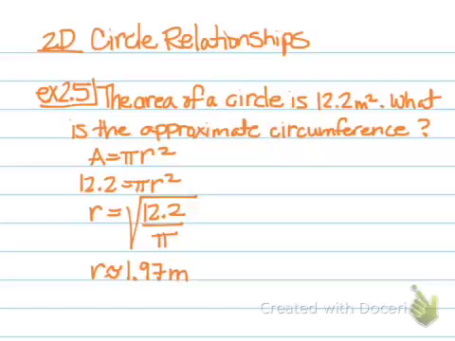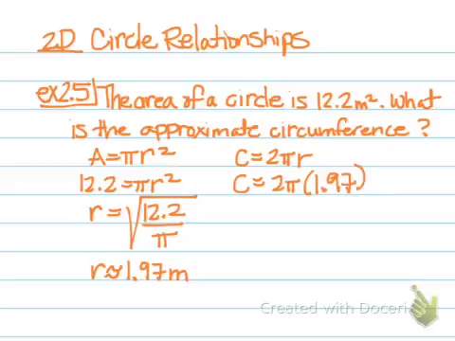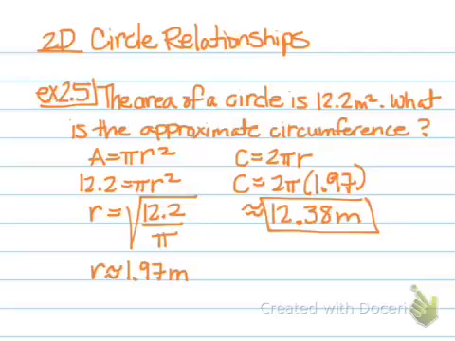So now that we know the radius, we can figure out the circumference. So the circumference is 2 pi times the radius. So in other words, 2 pi times 1.97. Plug that into your calculator and you get 12.38 meters. So the approximate circumference is 12.38 meters.